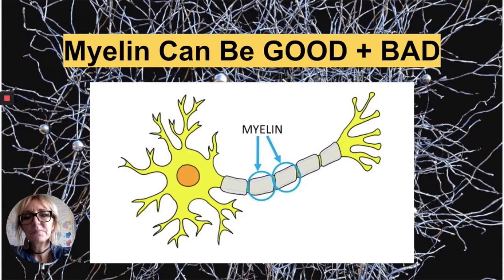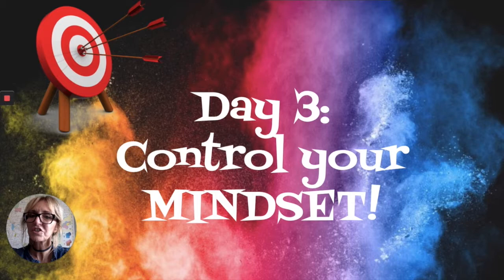Be careful, because myelin can be good and bad. We learned that if you learn things the wrong way and you learn them well, sorry, you have to unlearn them. If you have bad habits and you do them a lot, sorry, you have to do them again. So you have to build myelin in a new direction, a new pathway, a new superhighway to learning that's stronger than the other one. Day 3 was controlling your mindset.